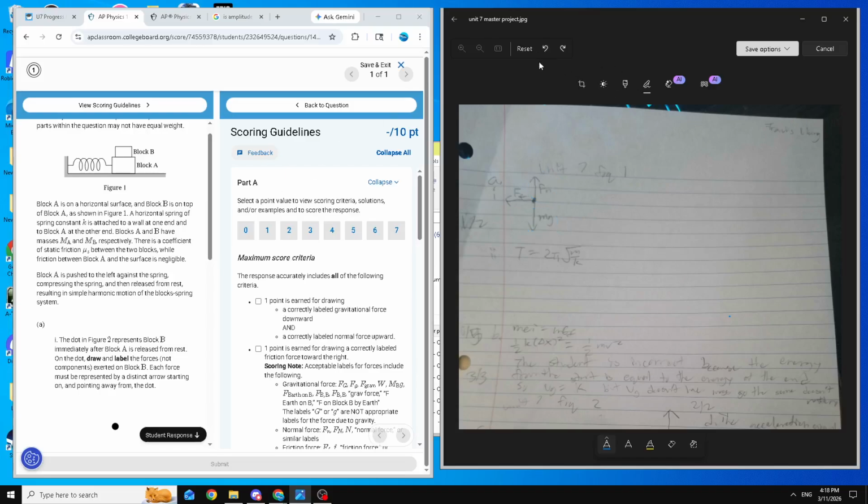and the normal force on block B, but friction is pointing to the right, because the reason block B is moving is because of friction from block A. So friction should be pointing like that instead.